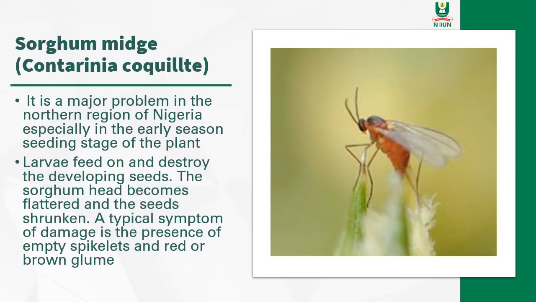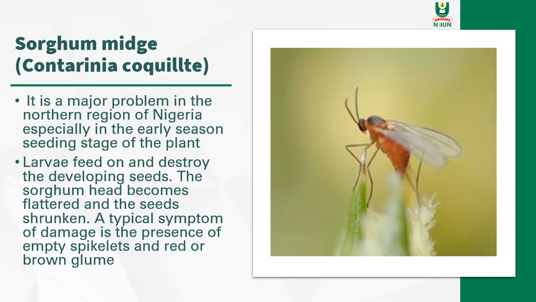Another pest we'll be talking about is the sorghum midge, and this is what it looks like in the picture here. It's also a major problem in the northern region. Yes, we are talking northern region this time around because that is where most of the grains of this country come from. These grains usually thrive here at the northern side of the country. So that is why most of the pests also come from here.